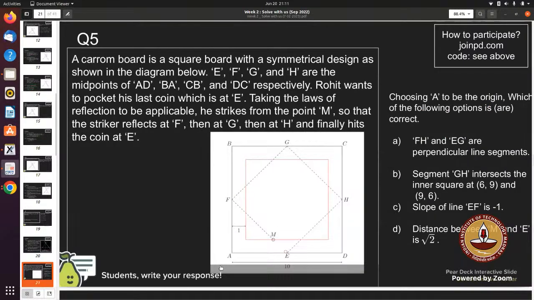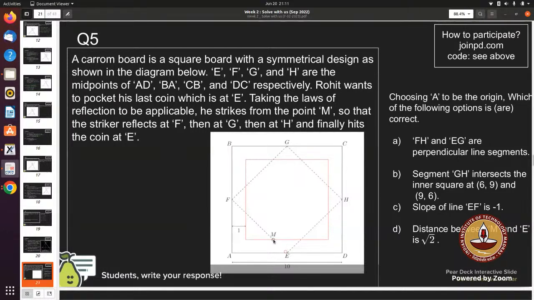Now this one is a little bit tricky problem. A carom square is there, symmetrical design. E, F, G, H are the midpoints of these sides: AD, AB, BC, and CD. Now Rohit wants to pocket his last coin, which is at E. So he wants to hit E.